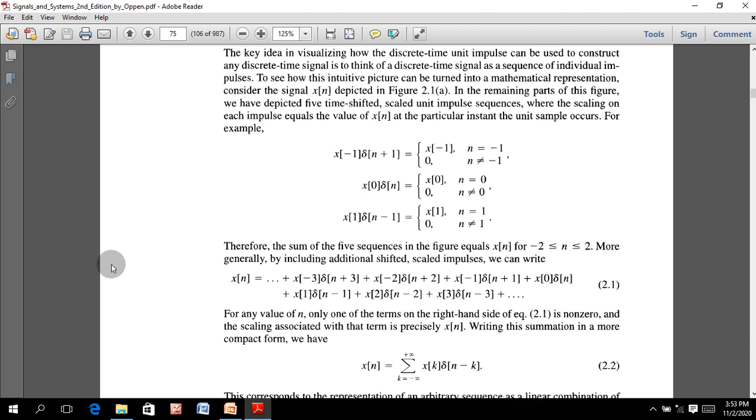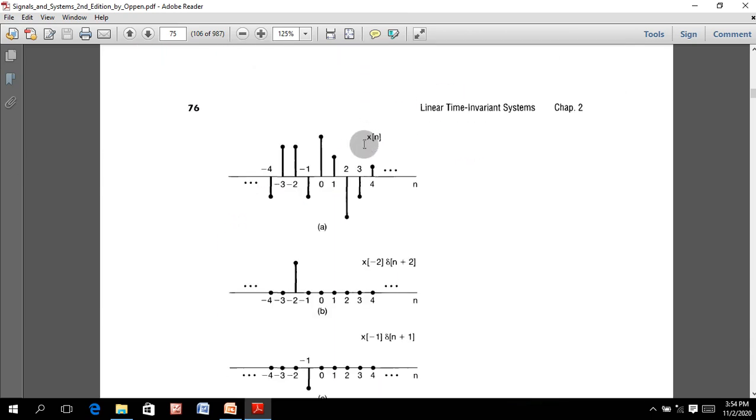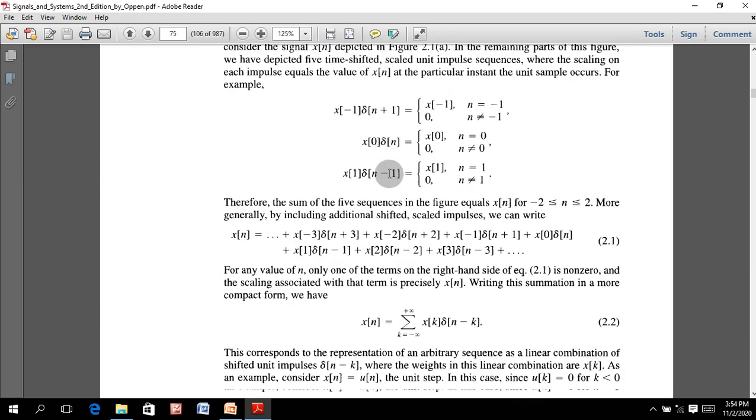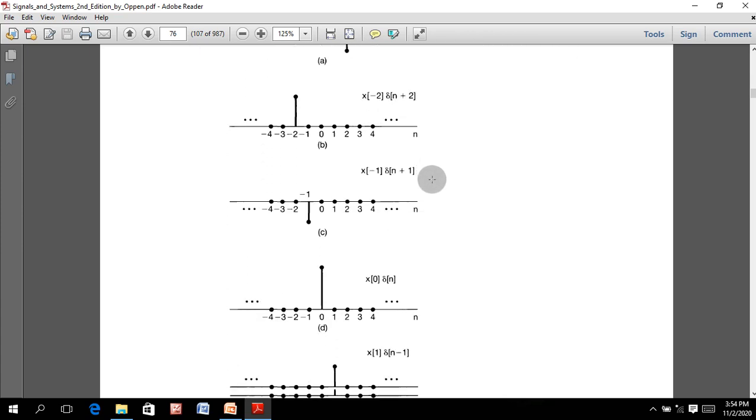We multiplied x of -3 with the impulse signal, and this way we have taken 8 different signals. We add those signals and we get the original signal. So one signal can be written in this form. Okay, so this is the x of n, and it could be written as this one.